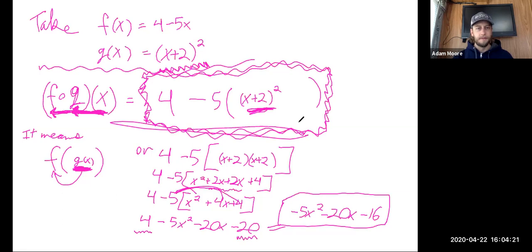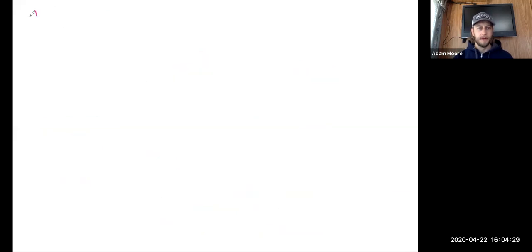Now I have a challenge for you guys. Taking those same two functions, here, I'll even write them here again. F of x equals 4 minus 5x. And then g of x was x plus 2 squared. Same deal. I've got a challenge for y'all. Take those ones.